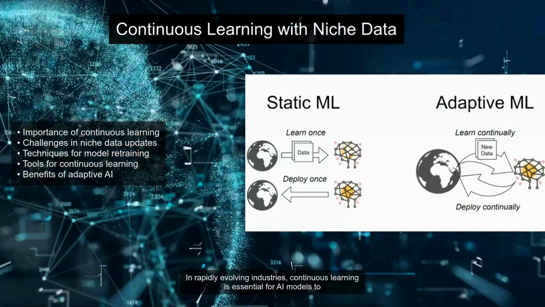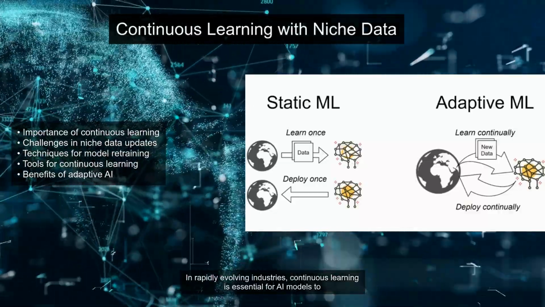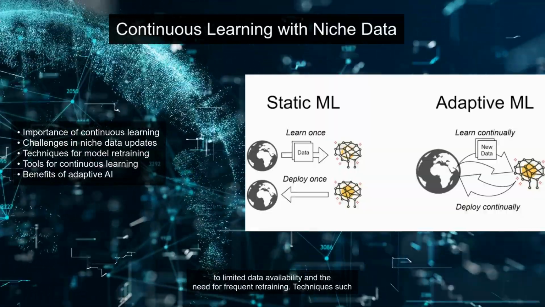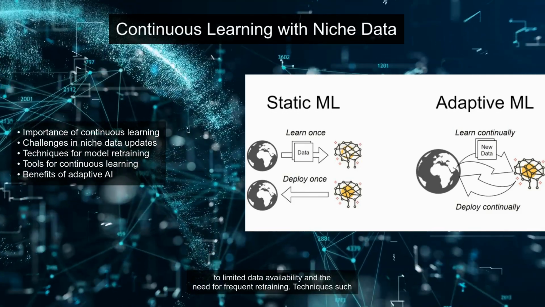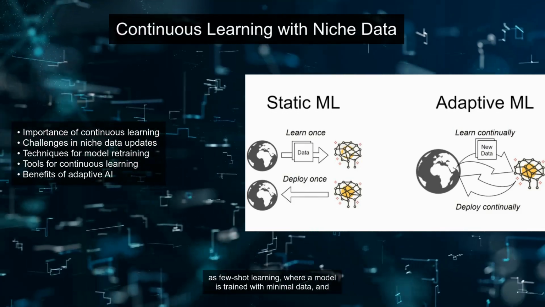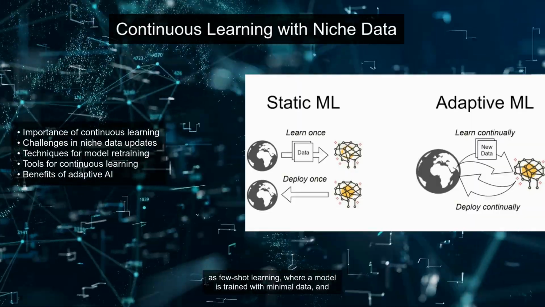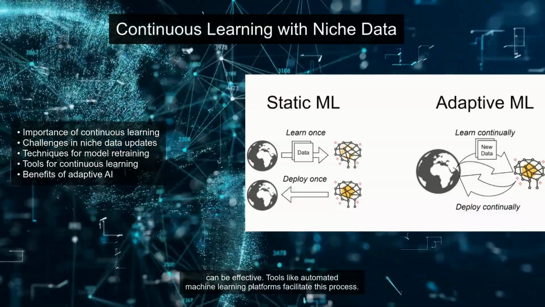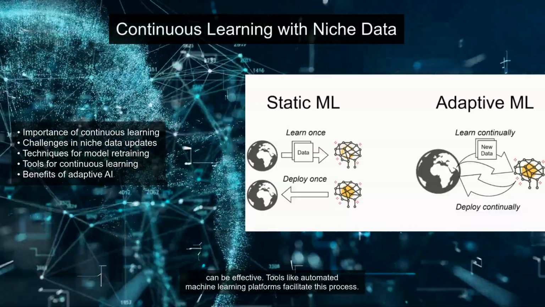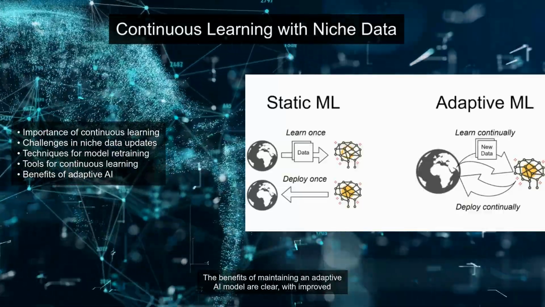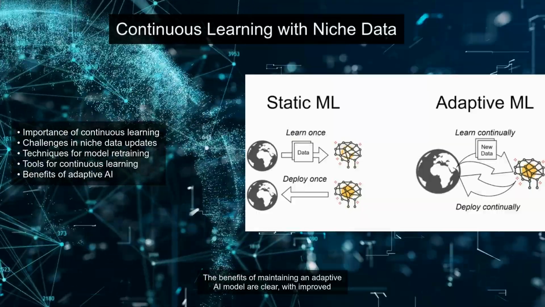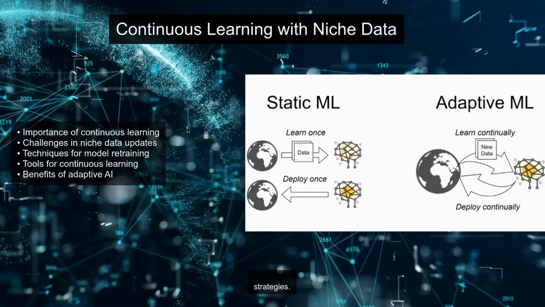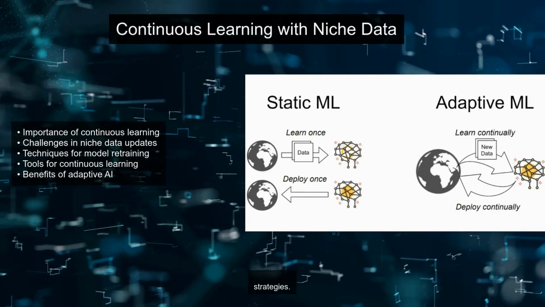In rapidly evolving industries, continuous learning is essential for AI models to stay relevant. However, updating models with niche data can be challenging due to limited data availability and the need for frequent retraining. Techniques such as few-shot learning, where a model is trained with minimal data, and online learning, where the model learns from new data as it arrives, can be effective. Tools like automated machine learning platforms facilitate this process. The benefits of maintaining an adaptive AI model are clear, with improved accuracy and relevance in applications ranging from personalized recommendations to dynamic pricing strategies.